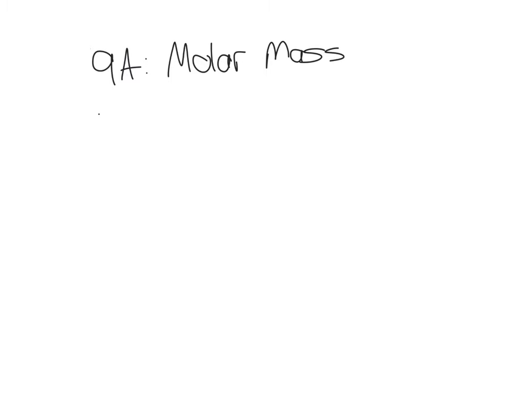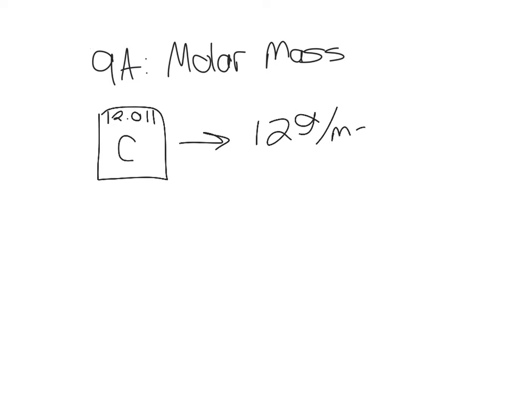So if you were looking at carbon, for example, the oxidation states are up in the right-hand corner, and the top left-hand corner is the atomic mass. And I think for carbon, it's 12.011, something along those lines. Generally, for Regents Chemistry, you can round that to the nearest whole number unless you're told otherwise. So the mass of 1 mole of carbon would be 12 grams per mole.